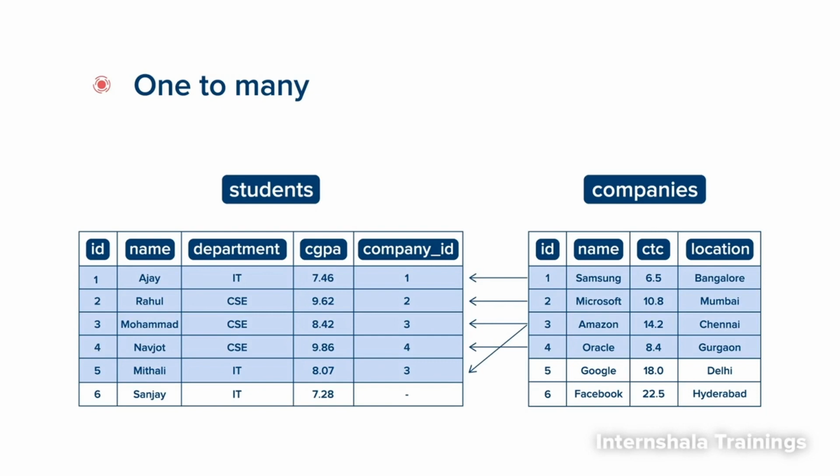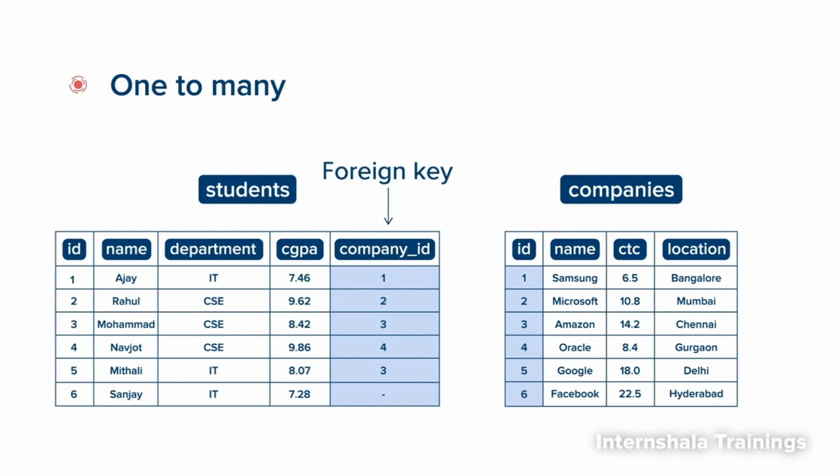And for such database relationships, we add a foreign key to the table which has multiple records referring to a single record of the other table. This is because foreign keys must be able to uniquely identify a row from the other table. Hence, we have a foreign key on the students table as there can be multiple students referring to one company.